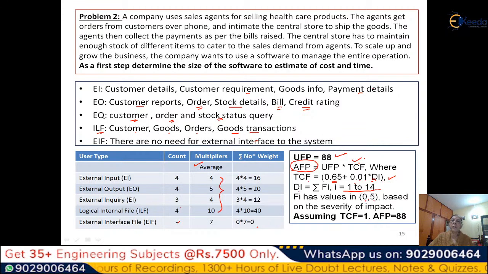Now, since we do not have much information here, we can assume for simplicity that our TCF is equal to 1. If we take this as 1, then AFP becomes equal to UFP. So you can say my AFP is equal to 88. In other words, your size in terms of function point is 88, or this particular problem is 88 function points.